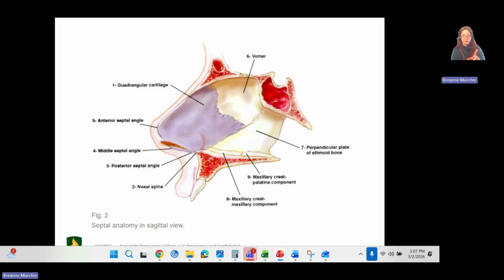Here's an image of what it looks like. You can see here, I guess number 6 in the image, this is the vomer. And you can see the attachment to the quadrilateral or septal cartilage here. This blue is the septum. So here's the vomer. And then here, this number 7 on the image, this is the ethmoid bone. So you can see its connection to the cartilage there, the septum.